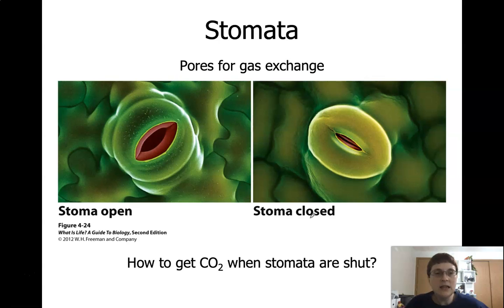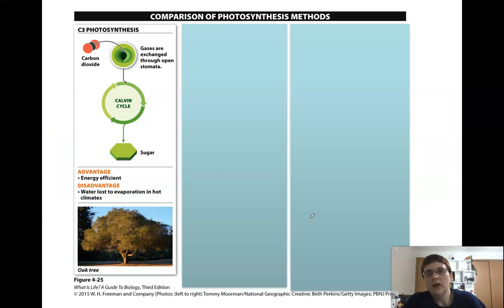Well, the plants like cacti and other plants have become adapted to these hotter, drier conditions by changing the way they do photosynthesis. So that's what we're going to take a quick look at. So what I just showed you as far as photosynthesis is what we call C3 photosynthesis. So this is what most of the plants you're familiar with do. So they take carbon dioxide in through their open stomata, they do the Calvin cycle, they make sugar.